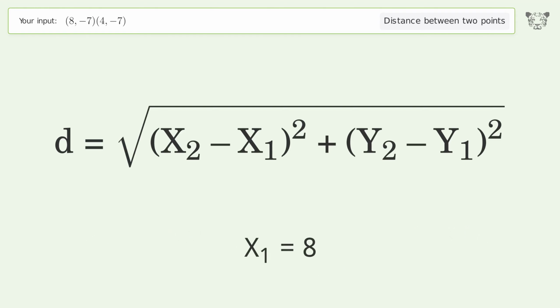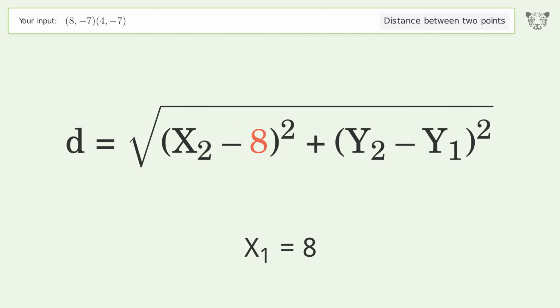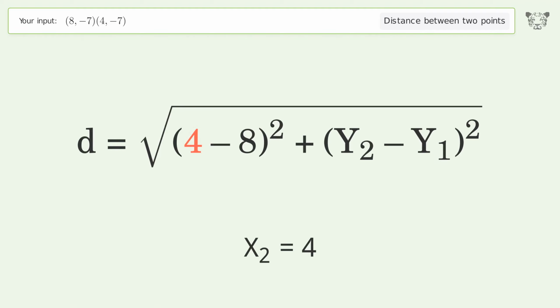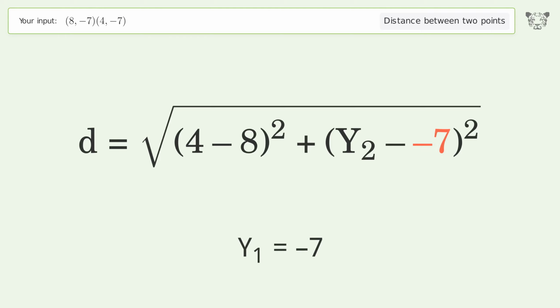x1 equals 8. x2 equals 4. y1 equals -7. y2 equals -7.